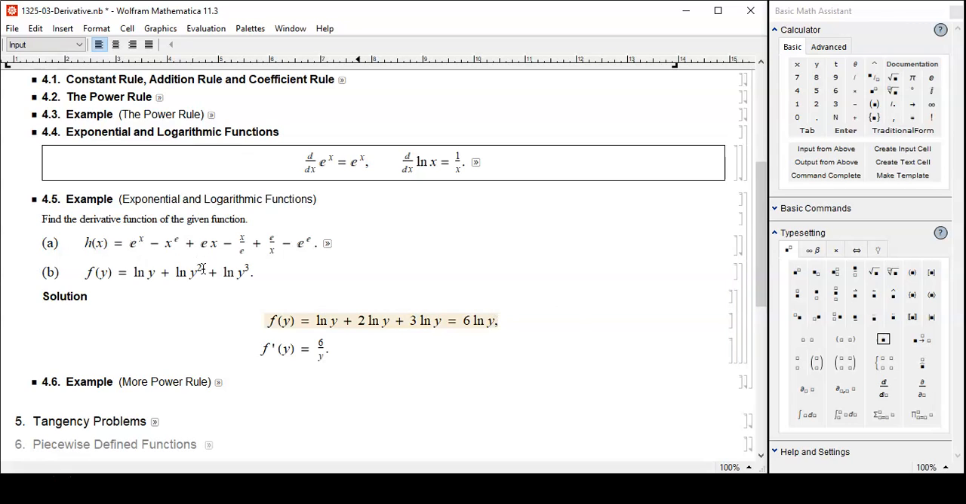So 2 comes out, and then 3 comes out if you use the log rule. So everything simplifies into 6 times log of x, log of y, excuse me. In this case, the character is y. And then upon taking the derivative rule for the logarithmic function, you get 6 over y.